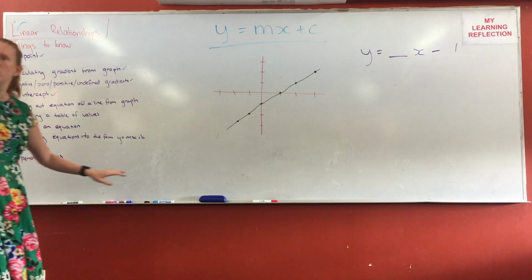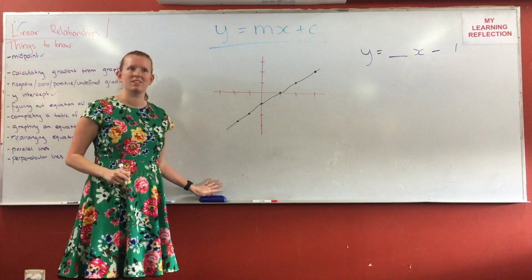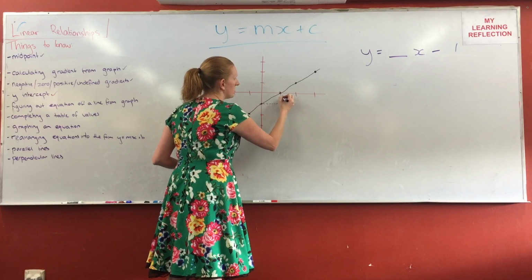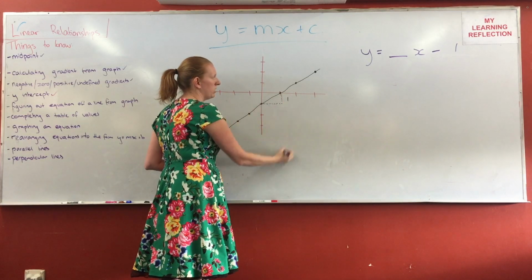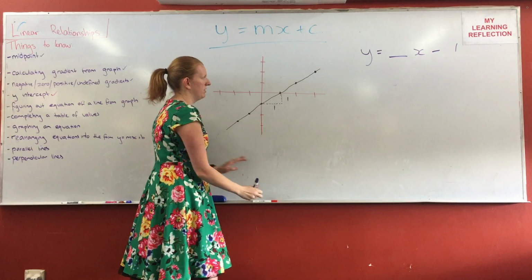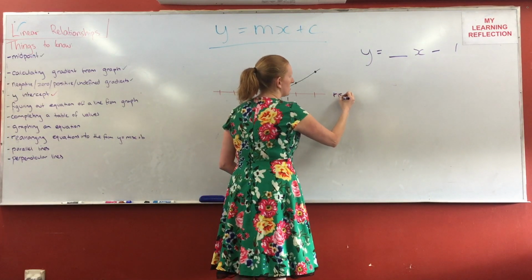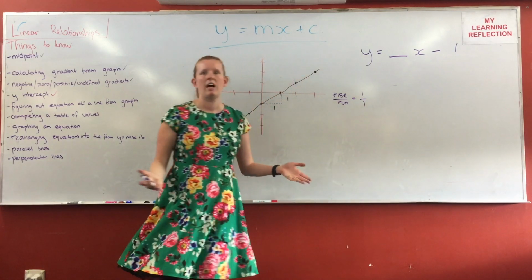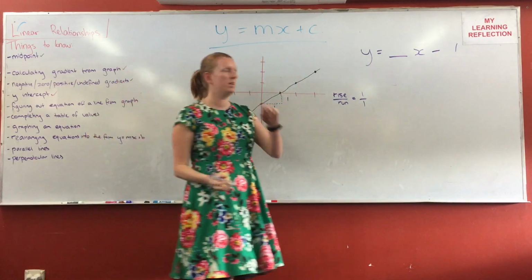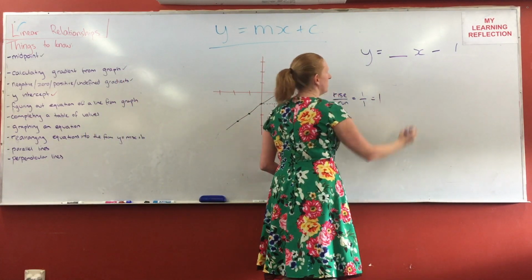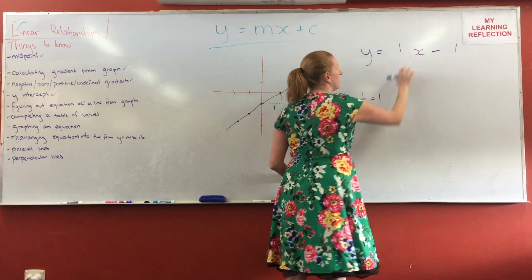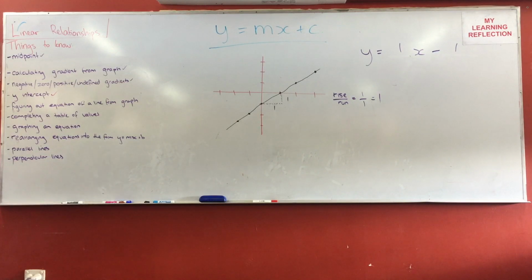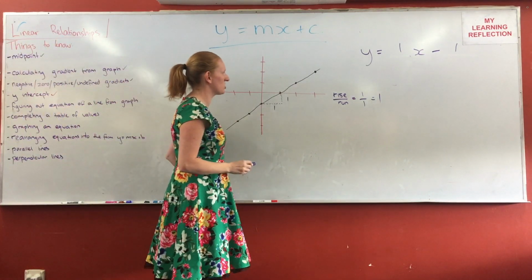And 1, because every time it goes across 1, it goes up 1. So my rise is 1, my run is 1. So rise over run equals 1 over 1. How many 1s go into 1? 1. So that has a gradient of 1. Does that make sense? Based on that expression, I'm going to say no, it doesn't. So let's try again.